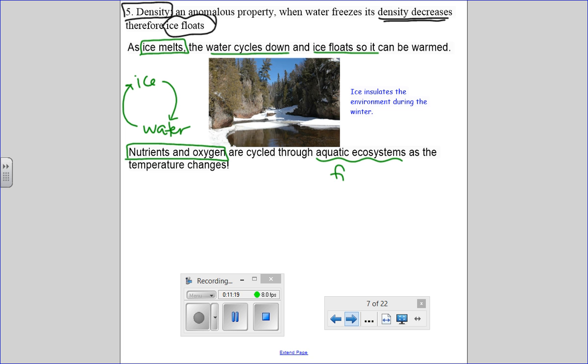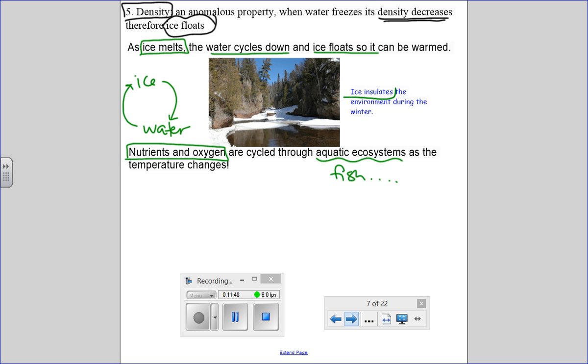So here I'm talking about any type of fish that might want to live in the water, or any sort of organism that lives in the water will depend on this cycling of nutrients. Otherwise, once all the oxygen at the bottom is used up, that's it. More isn't going to come. So we need this continual movement of water, and temperature change helps water cycle. The colder it gets and it freezes, it starts floating to the top.